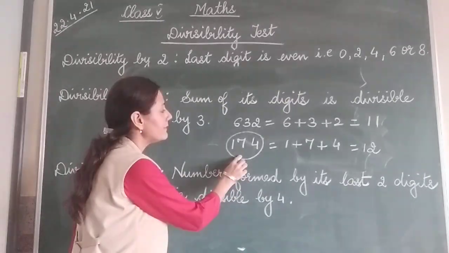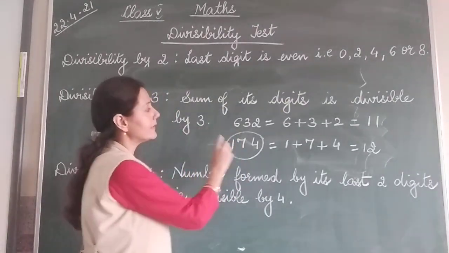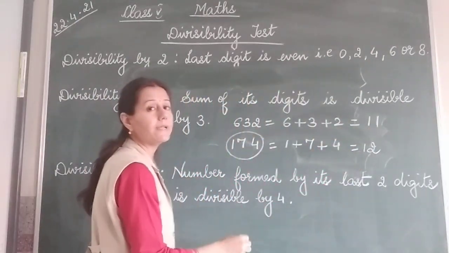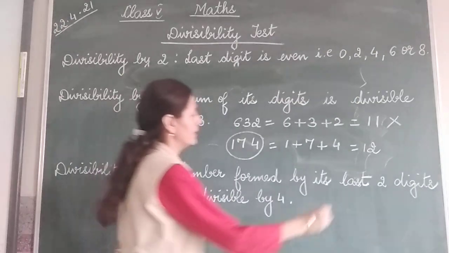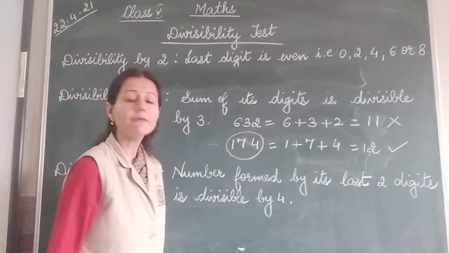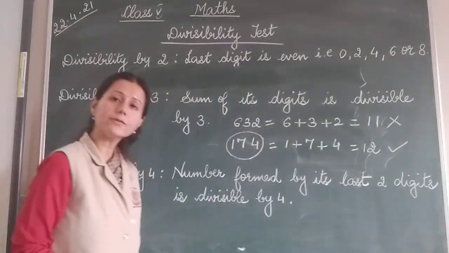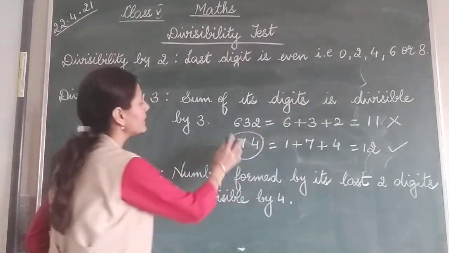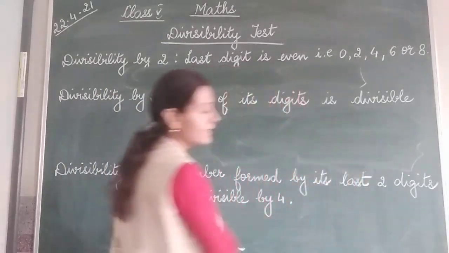Okay, this 174 will be divisible by 3. But 632, the sum of digits is coming out to be 11. So this number will not be divisible by 3. 174, the sum of digits is coming out to be 12. So this number will be divisible by 3. Understood the divisibility test of 3, beta? The sum of its digits should be divisible by 3.